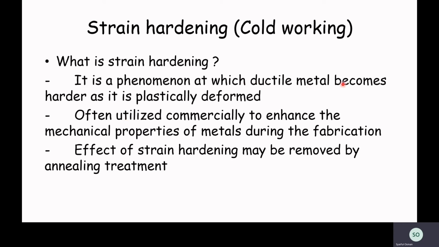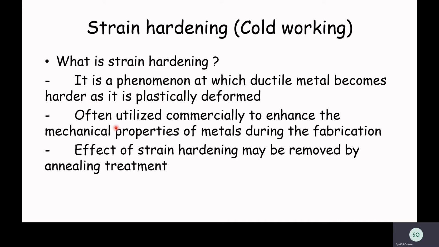As we already know, dislocations disrupt the perfection of a crystal structure. However, if we make the dislocations nearer to each other, in other words, if we increase the dislocation density, then the motion of dislocations will be restricted. And remember that when we inhibit dislocation movement, it makes the material stronger. This is what we call strain hardening, one of the mechanisms that we use to increase the strength of a material. We can define strain hardening as a phenomenon at which a ductile metal becomes harder as it is plastically deformed.